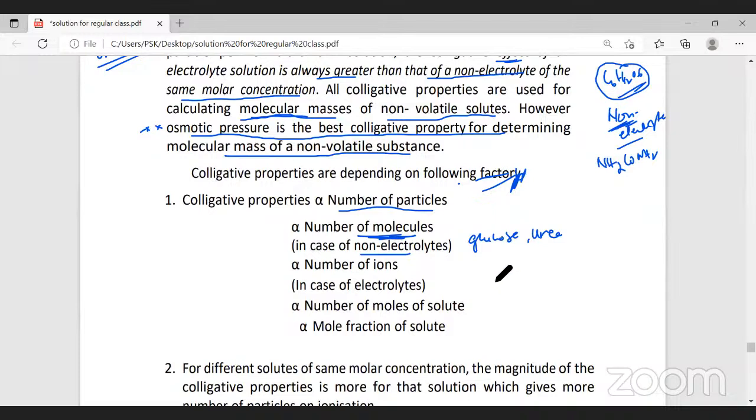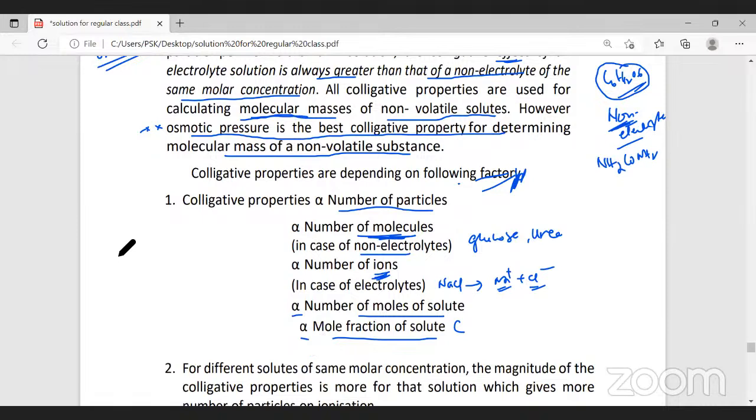In the case of an electrolyte like sodium chloride, which dissociates to form Na+ and Cl-, it's directly proportional to the number of ions. Likewise, colligative property is directly proportional to the number of moles of solute, and it's also directly proportional to the mole fraction of the solute. This mole fraction we learned in relative lowering of vapor pressure. So it is proportional to molecules for non-electrolytes, ions for electrolytes, number of moles of solute, and mole fraction of solute.